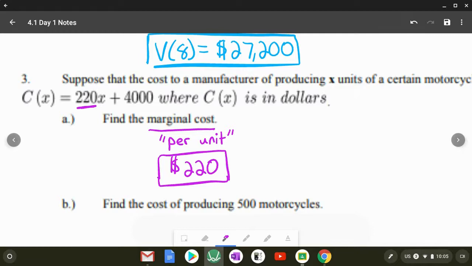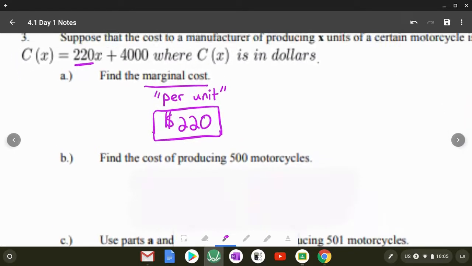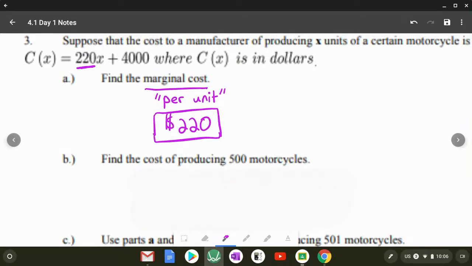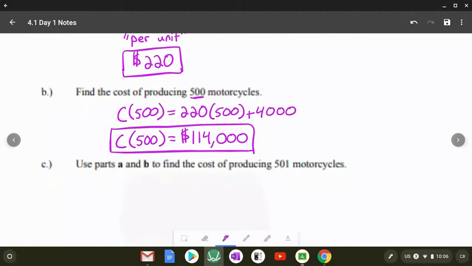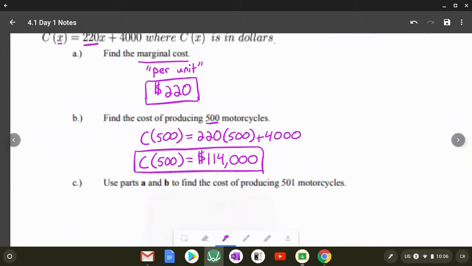Okay. For part B, find the cost of producing 500 motorcycles. Well, we already said that because X is the number of units of a certain motorcycle, we can just plug in the 500 for X, and that would give us the cost if you had ordered 500 motorcycles. So by doing that, we go ahead and plug it in, and we find out that the cost would be $114,000.